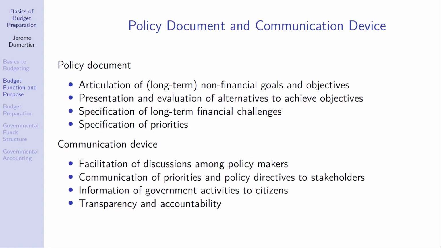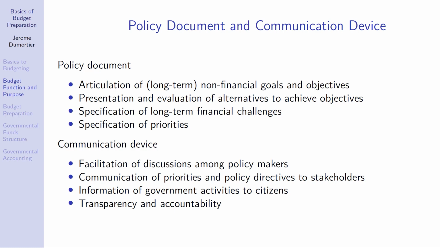Finally, a budget is also a policy document and a communication device. We have mentioned this before, that as a policy document, the budget articulates the long-term goals and objectives of the agency or of the executive branch. It also presents and evaluates alternatives to achieve those objectives and specifies long-term priorities as well as long-term financial challenges.